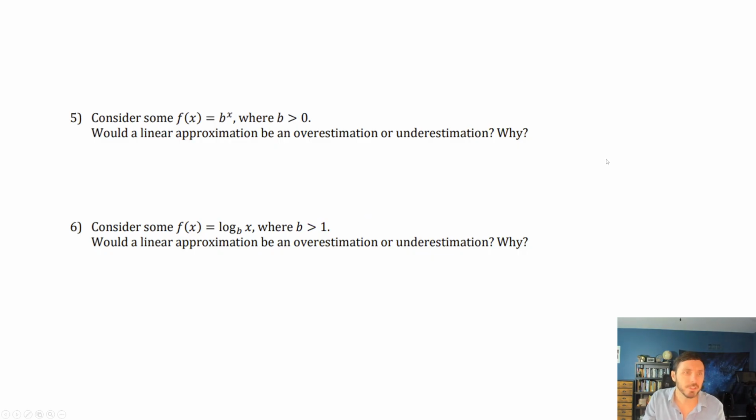All right, and then just two general scenarios. If you have some sort of exponential where your base is greater than 0, or some sort of log where your base is greater than 1, what will always happen with your linear approximations in both of these scenarios is an overestimate or an underestimate. I'm not even giving you where we're coming up with these linear approximations. I'm just asking it in the general sense because there is something particular about the shapes of both of these graphs that would render them to always have a particular answer. Let's see if you can find it.